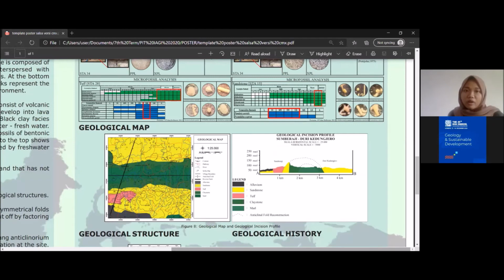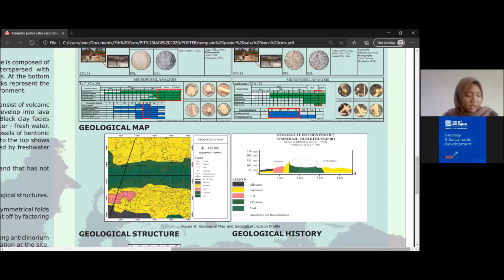Now, based on data from the geological mapping, it is represented in the form of a geological map and also a geological cross-section profile. As you can see here, there is a reconstruction of an anticline that is affected by the exogenic process.